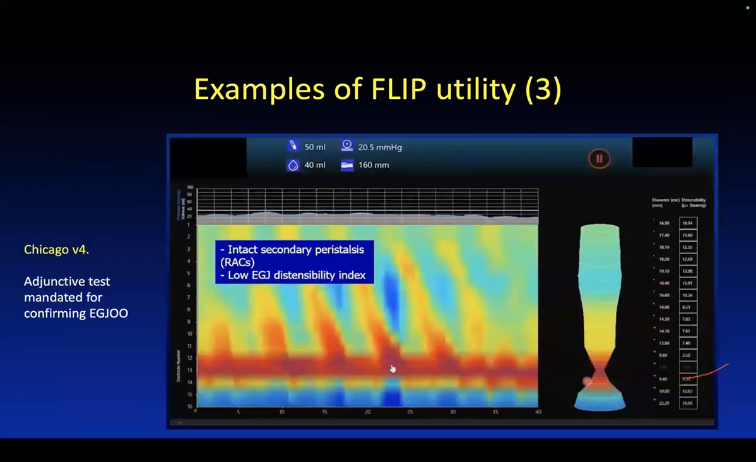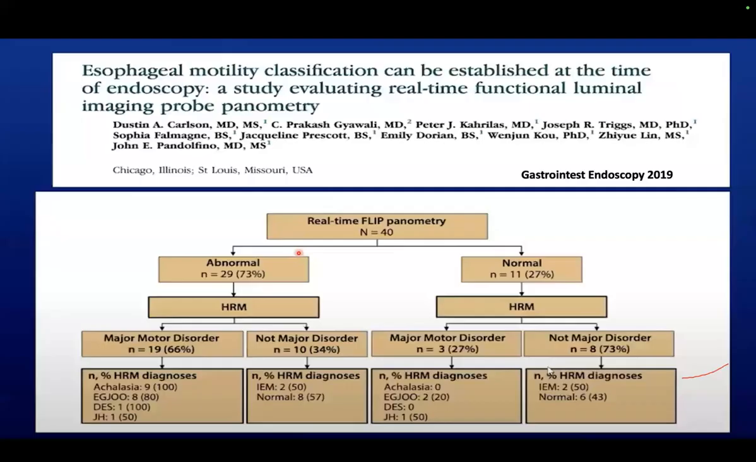So we all know about EGJ outflow obstruction. Here again, Chicago 4 has been very clear that when a patient shows a manometric graph suggestive of EGJ outflow obstruction, you don't label him outright. You need to do an adjunctive test. And again, here EndoFLIP might be a very, very useful test. If you do an EndoFLIP, what you would see is that the secondary peristalsis would be intact and the distensibility index would be low.